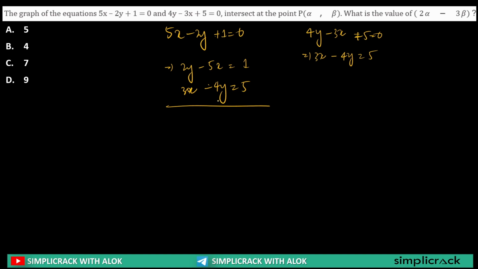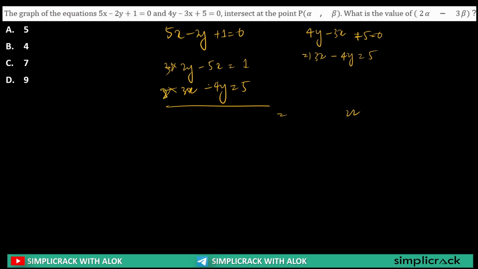Let's multiply 3 over here and 5 over here. I will get 6y minus 15x is equal to 3, and 15x minus 20y is equal to 25. It is tough, so let's take x out. So let's take y out.